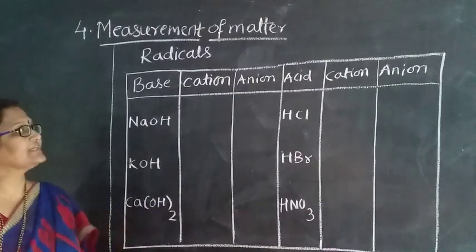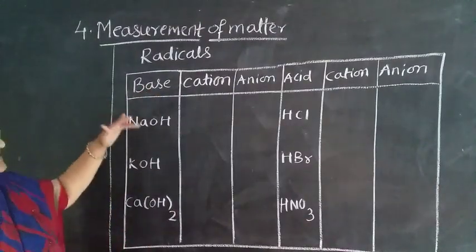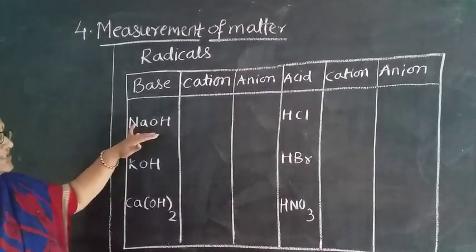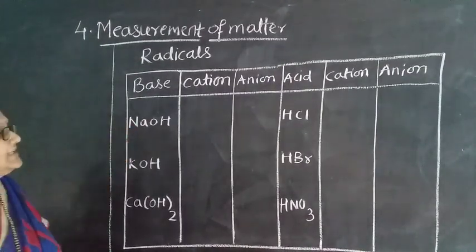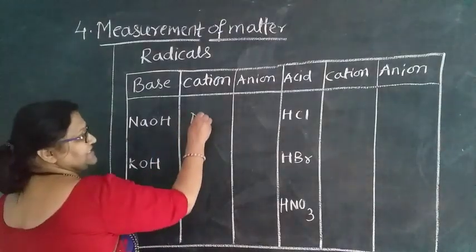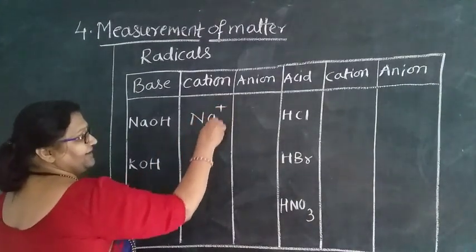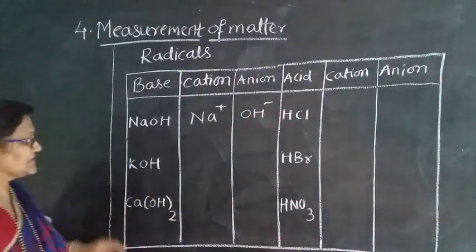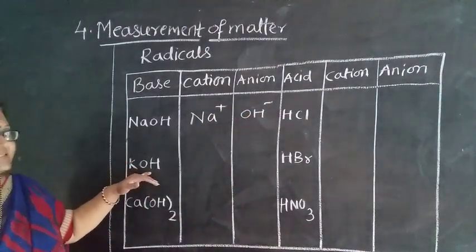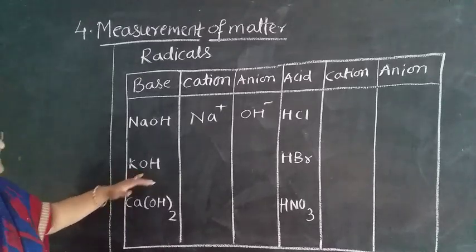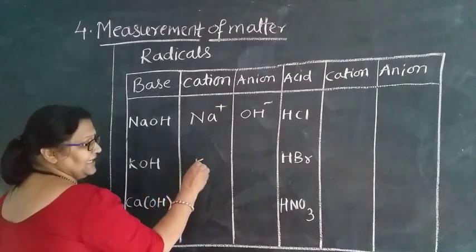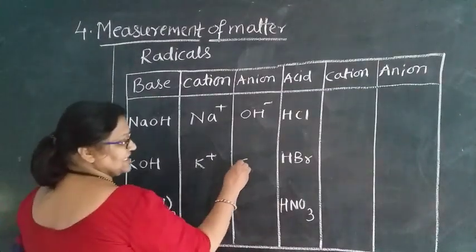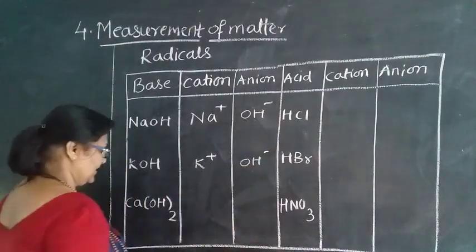Now we are going to see the radicals. See what is there? Here bases are given. NaOH is nothing but sodium hydroxide. It contains a cation, which is Na+, and an anion, which is OH-. Similarly, KOH is nothing but potassium hydroxide. It contains K+ as a cation and OH- as an anion.